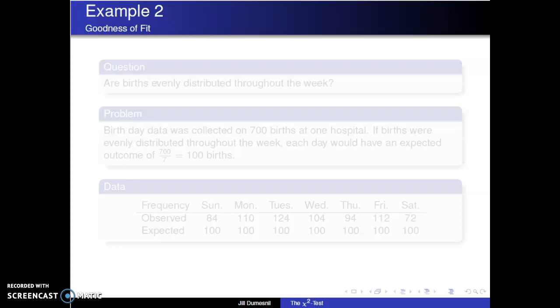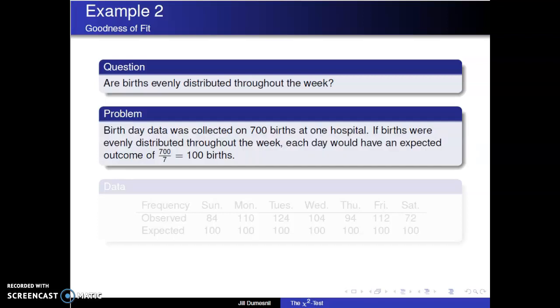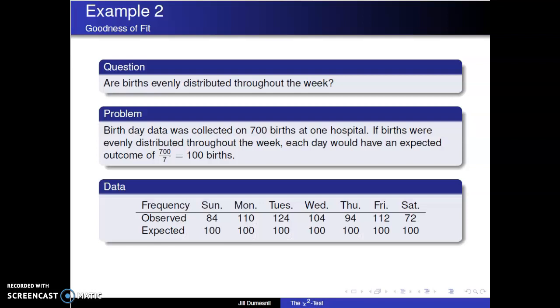For extra practice and to increase our familiarity with the goodness of fit test, let's consider a second example. This time we start with a question. Are births evenly distributed throughout the week? Birth day data was collected on 700 births at one hospital. If births were evenly distributed throughout the week, each day would have an expected outcome of 700 divided by 7, or 100 births. The observed data is given along with the expected data in the table.